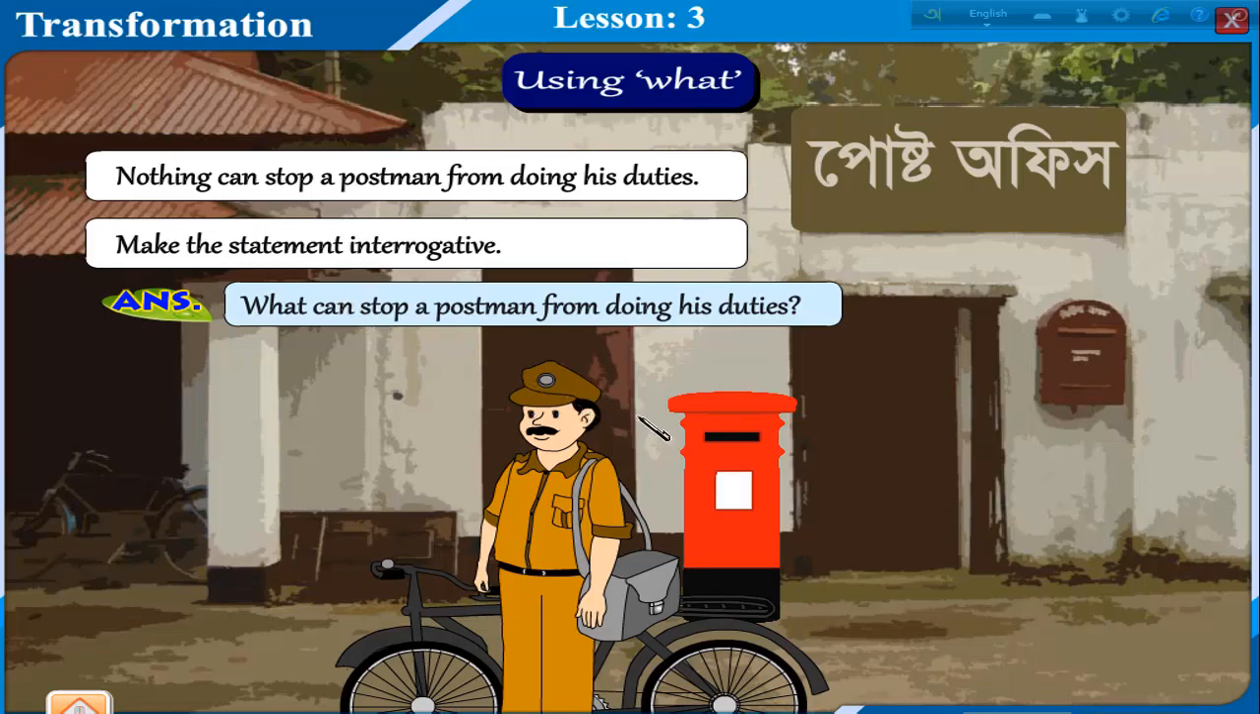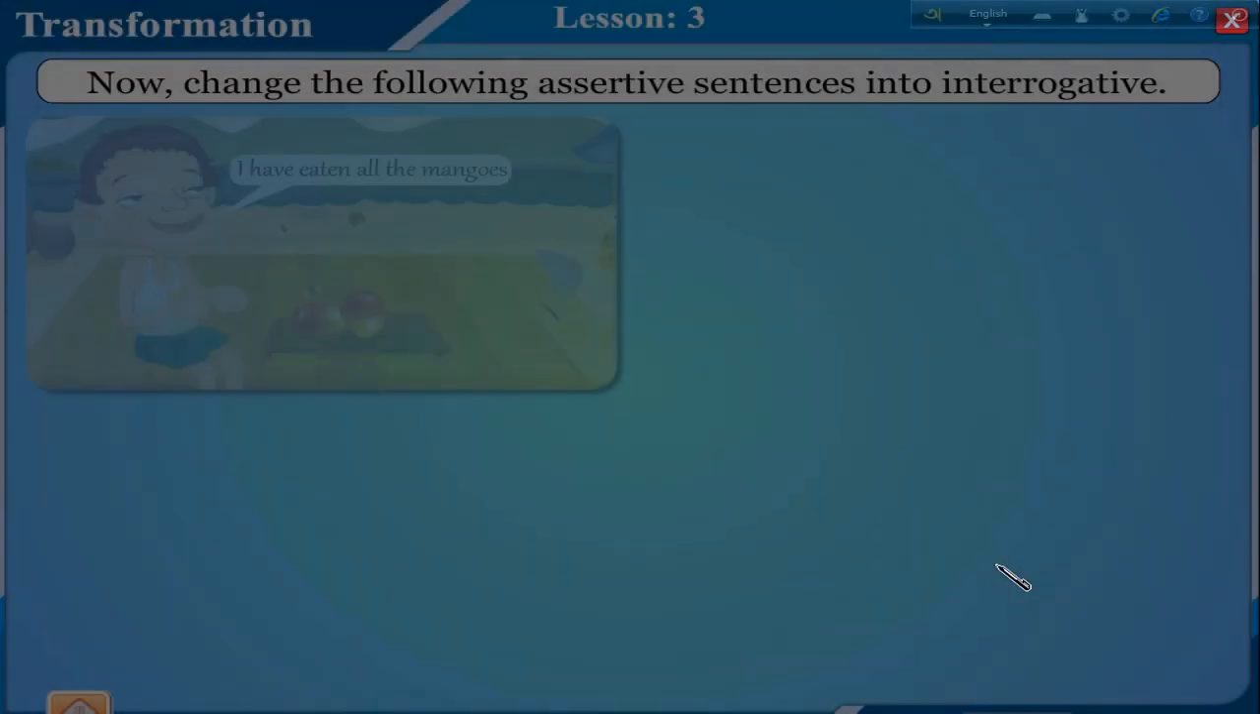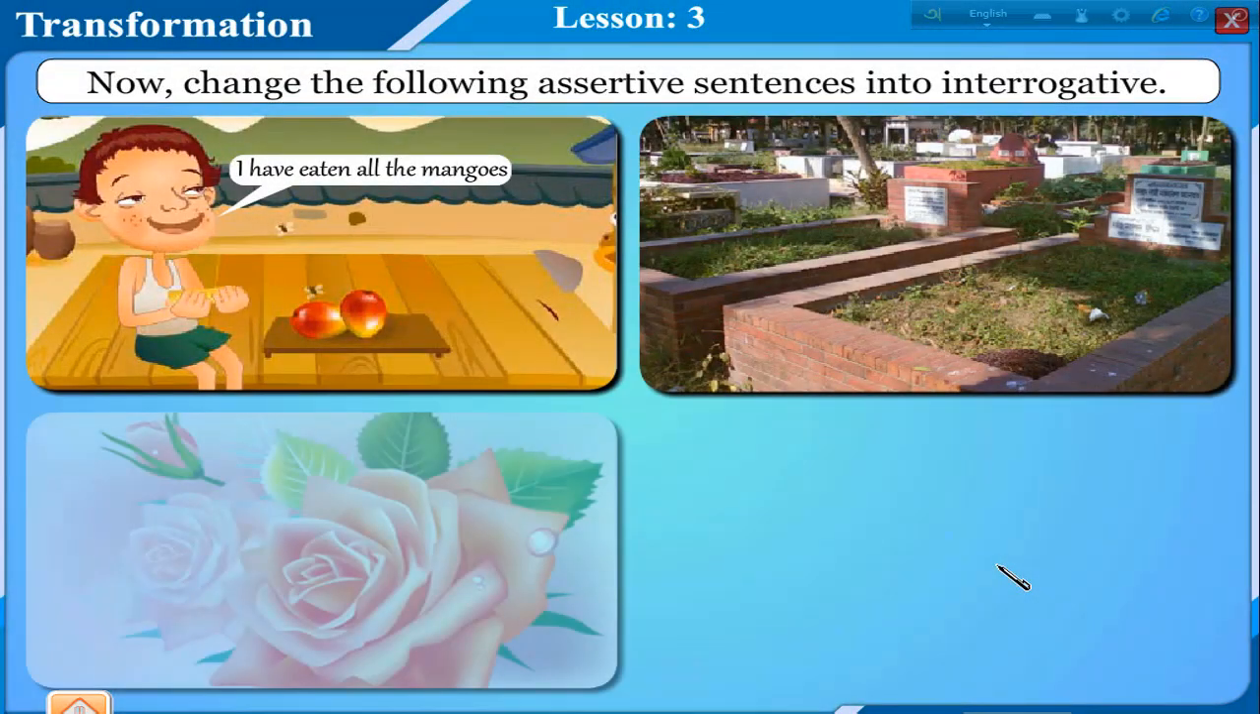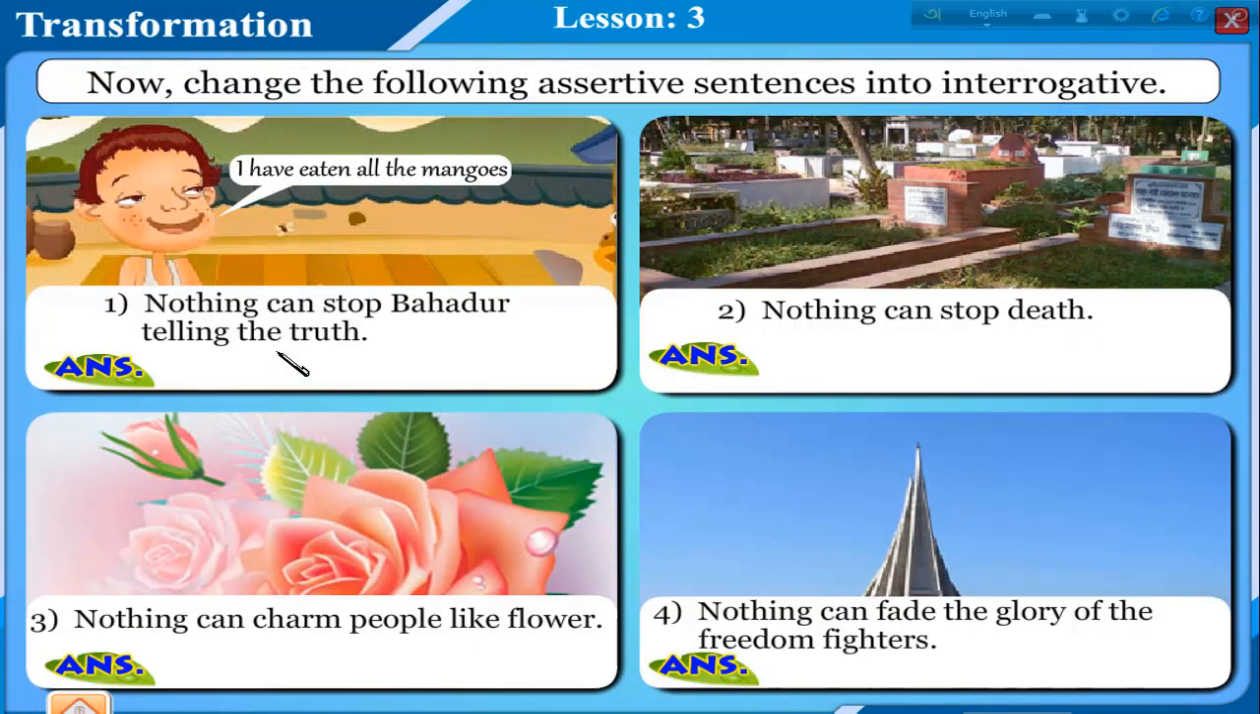Okay, there are more examples for you. Just pause your videos and try to do this solution. Number one, nothing can stop Bahadur telling the truth. Number two, nothing can stop that. Number three, nothing can charm people like flower. And number four, nothing can fade the glory of the freedom fighter. Okay, dear students, just try and later on I will show you the answer. Okay, let's see the answer.